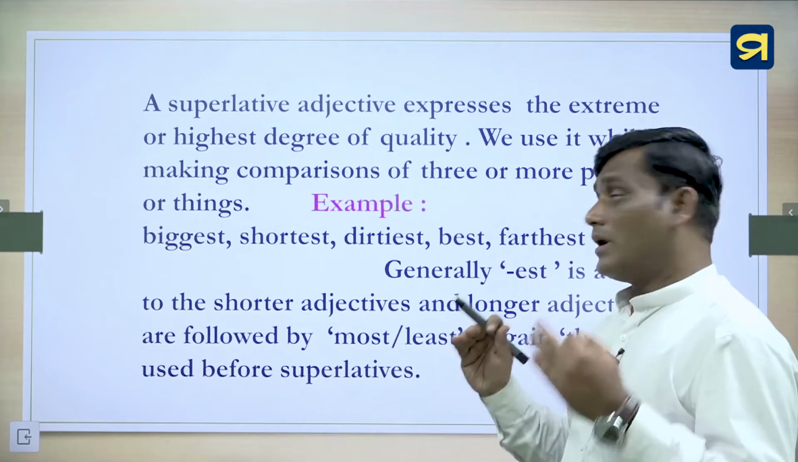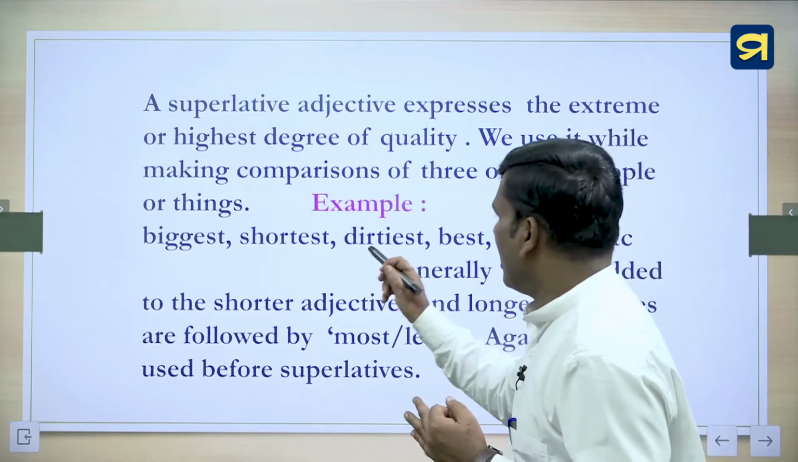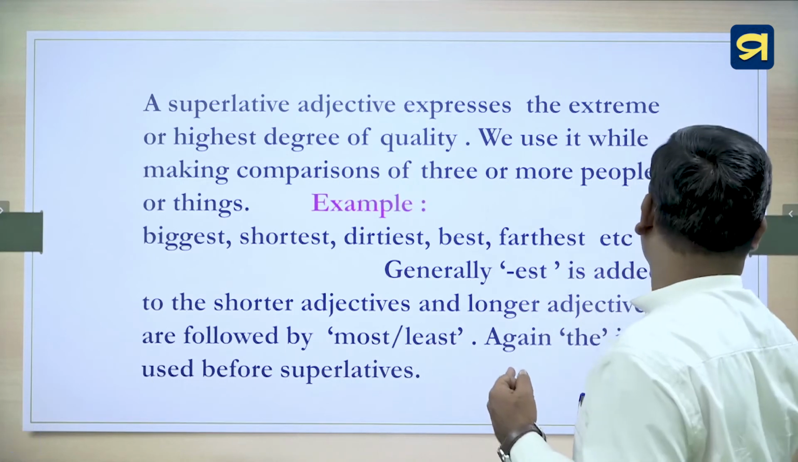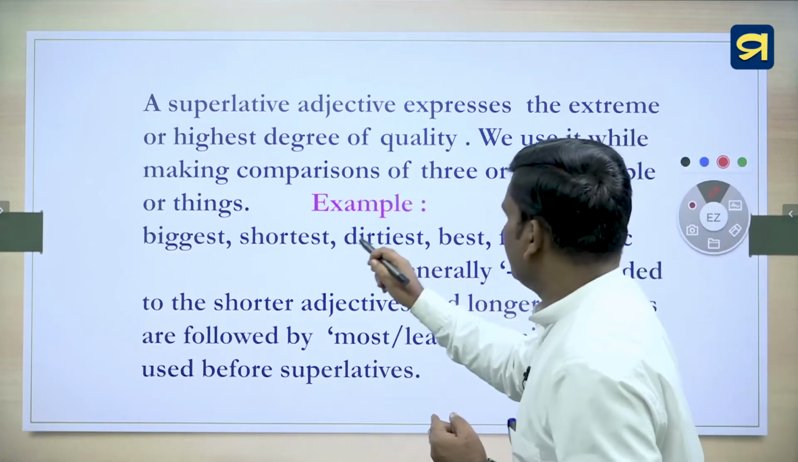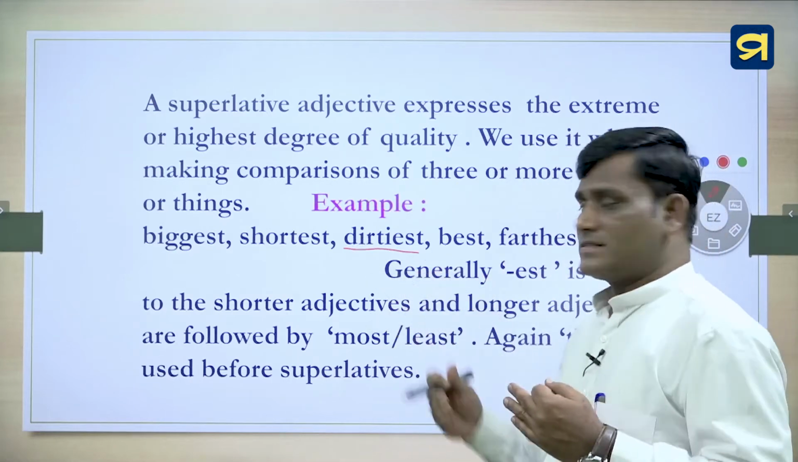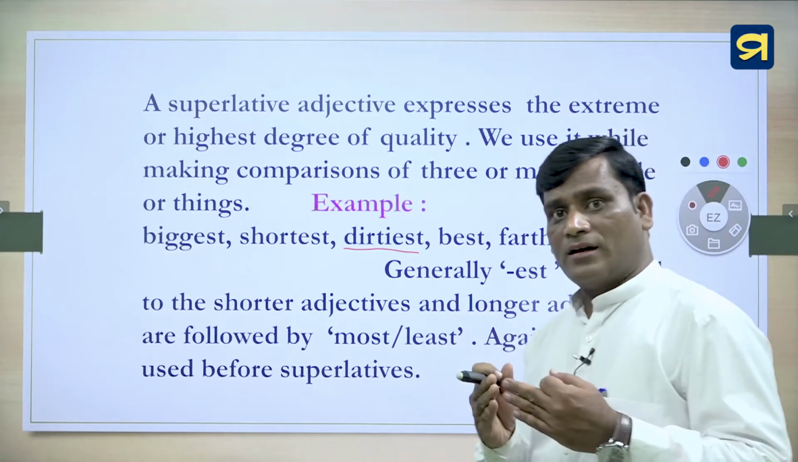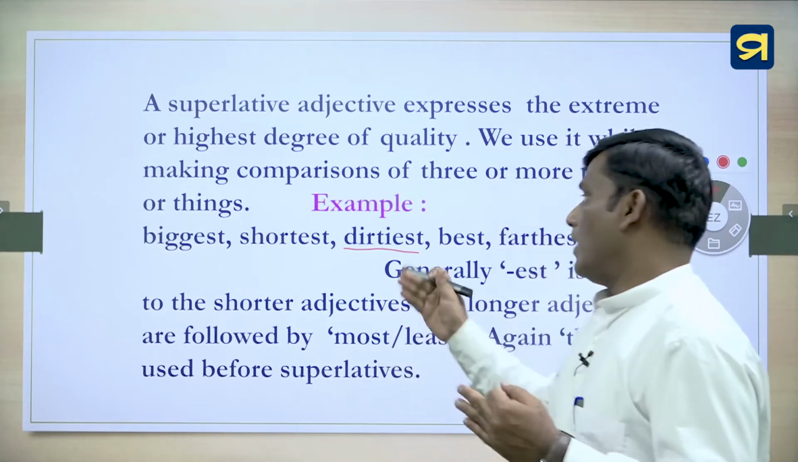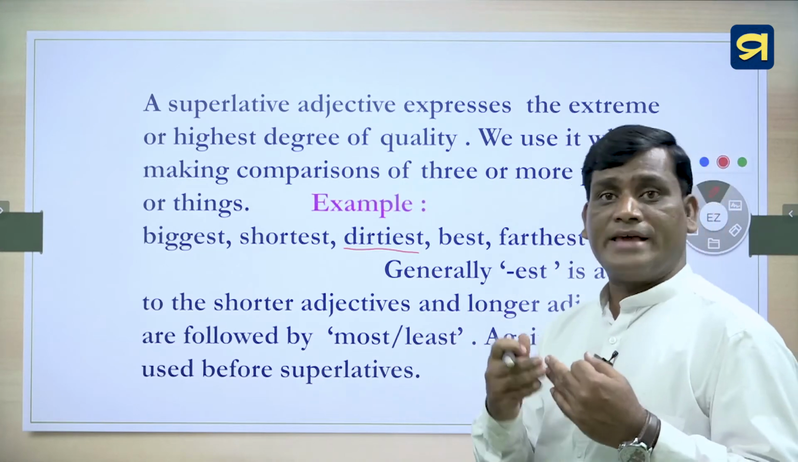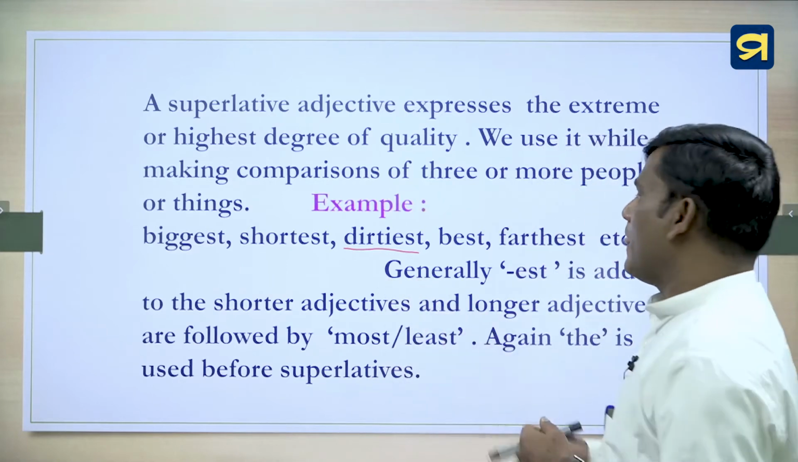Now here we have to be conscious. Here dirty is there. When we make comparative and superlative of dirty, we will learn in the next slide. Dirty, Y is there at the end of the word. So while converting into comparative and superlative, Y is changed into IER or IEST in the superlative degree. We will discuss it in the next slide.